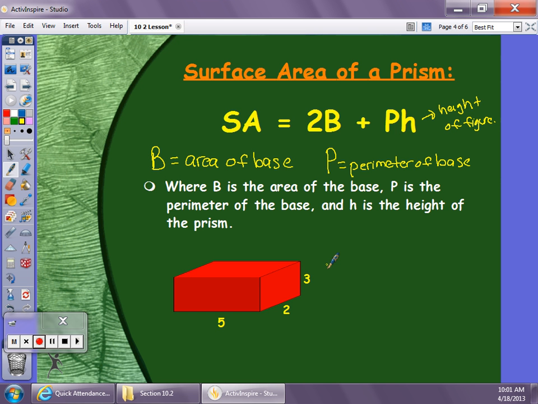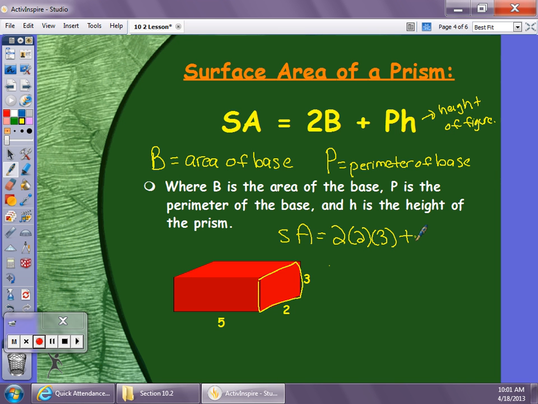So for our example here, we have a rectangular prism. So the first thing we want to do is always locate the base so we know what area formula we're going to use for the base. So here is our base, which happens to be a rectangle. So in this case, the surface area formula is going to be 2 times the area of the base, which is 2 times 3, plus the perimeter of the base times the height.